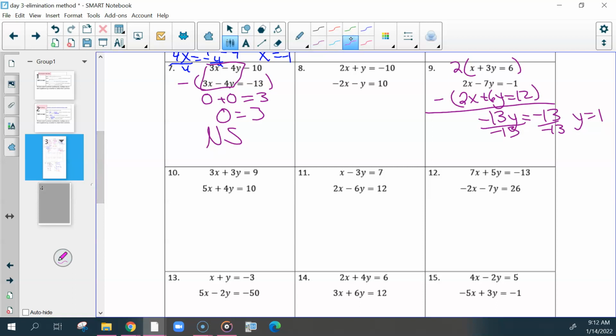After you find your y value, you now have 3 different choices to put y into. This original one, this one, or the new one that you changed it to. It doesn't matter. They should all work.